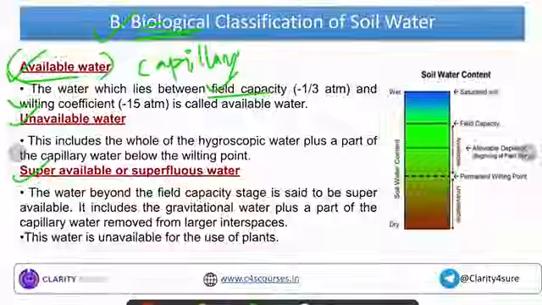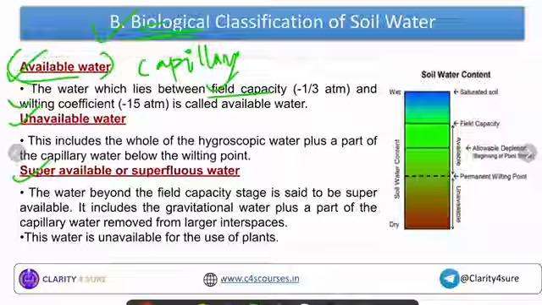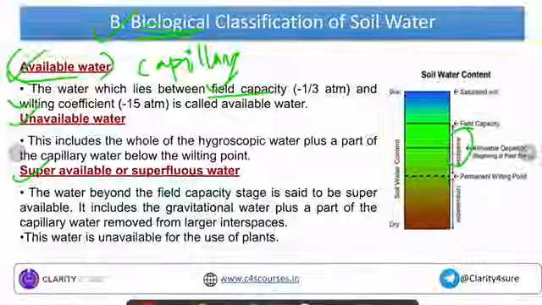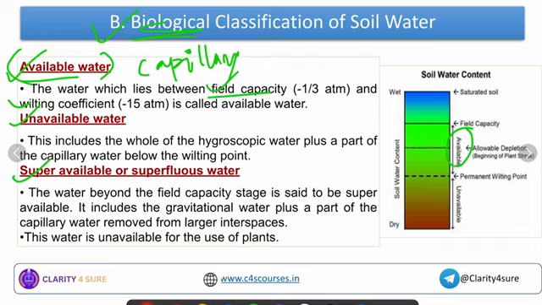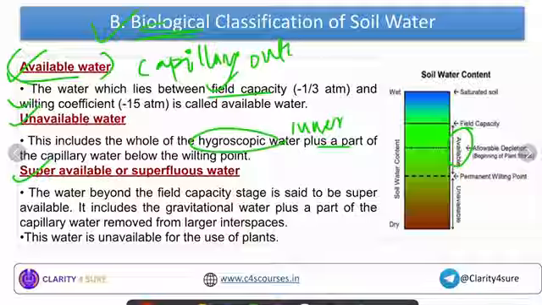Okay. Next is unavailable water. You can see here, right? Available water. The next is unavailable water. It should be water which is there, but the roots cannot extract it, right? That water is called hygroscopic water, okay? And some part of the capillary water, which is below wilting point. That is inner capillary water, right? Outer capillary water is available.